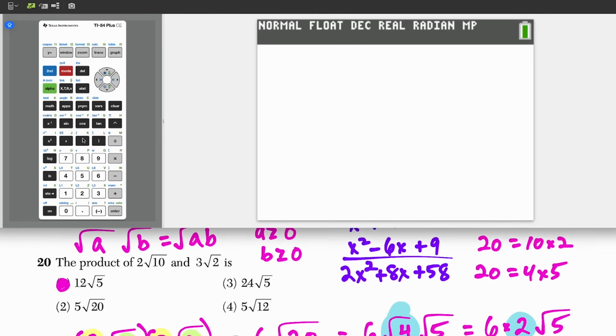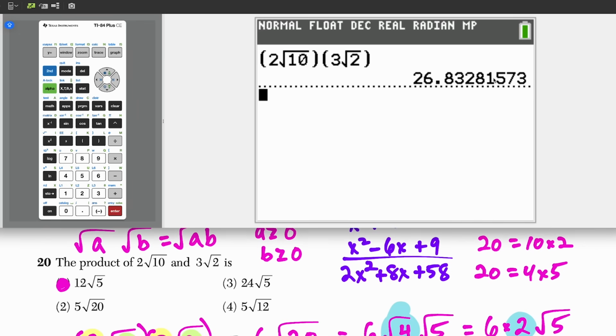And for this one, we could also just use a calculator. So I'm going to write in parentheses 2 square root of 10. I'll exit and close the parentheses and then open a new one for 3 square root of 2. In math, parentheses means multiply. So that's why we have these 2 pairs of parentheses, which tells the calculator to multiply these 2. Then I press enter and I get this decimal here.